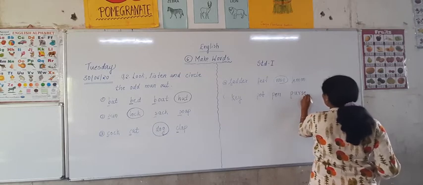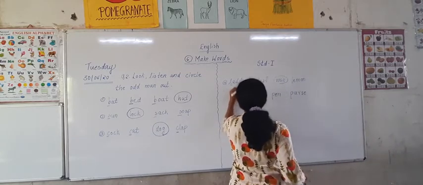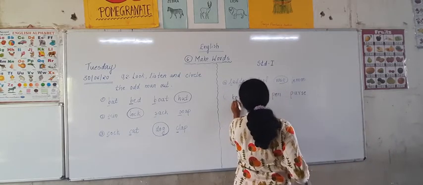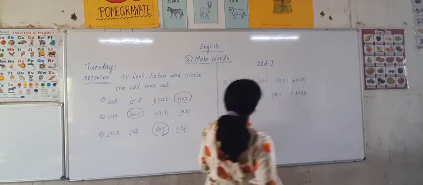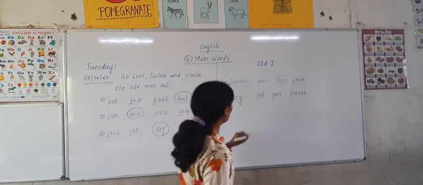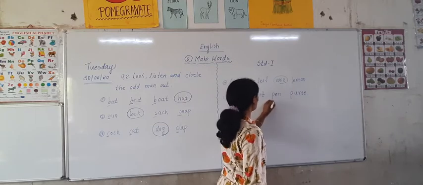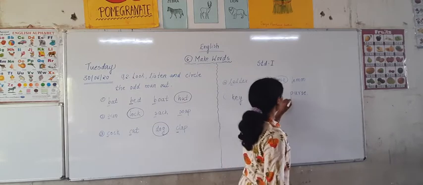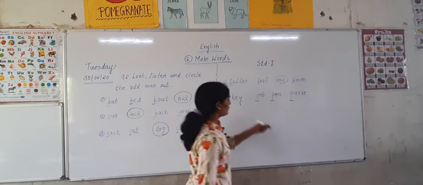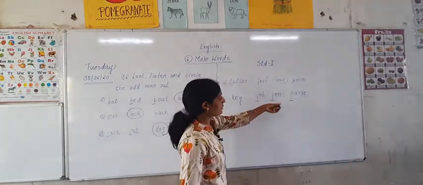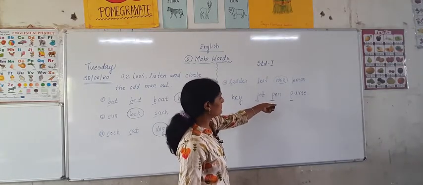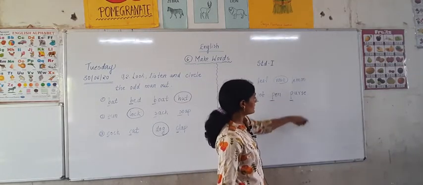Now in these words, which word is the odd man out? Come on, tell me which letter is different. Here POT, pot, P is there. Here also P is there. Here also P is there. The first letter of the word pot is P. The first letter of the word pen is P. The first letter of the word purse is P.